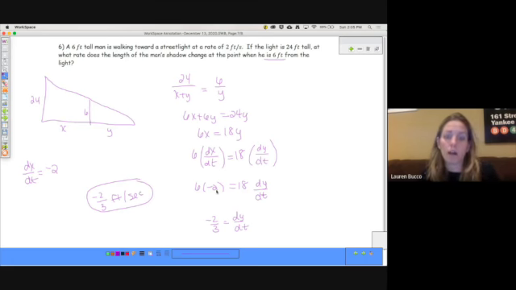So the distance from the light was meaningless because we only needed to know dx/dt when we did the derivative anyway, because the derivative was just 6. So it didn't matter that he was 6 feet from the light. There was no x to actually plug in. All right.